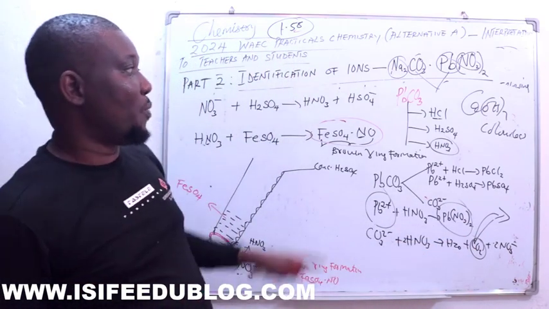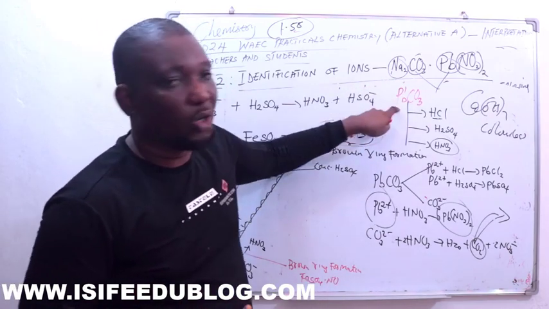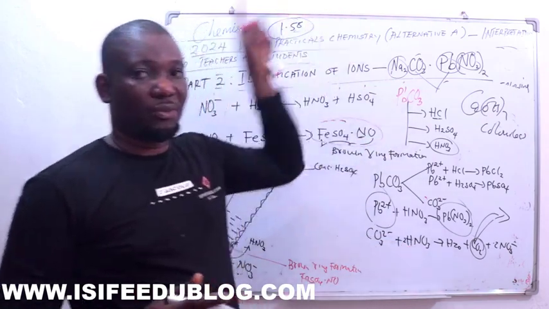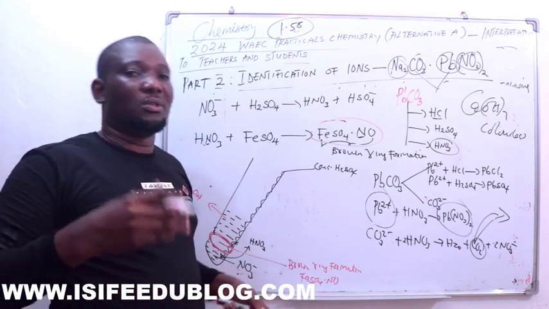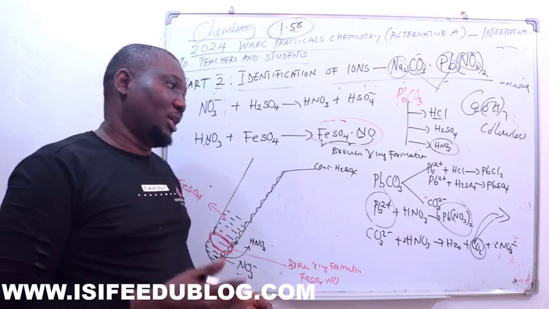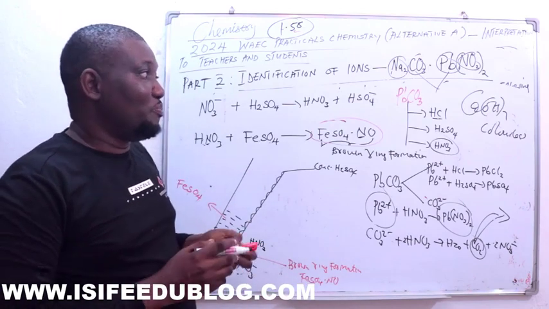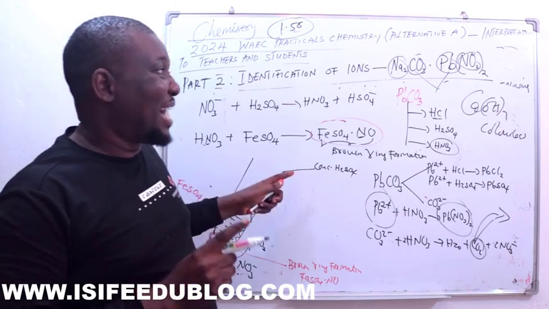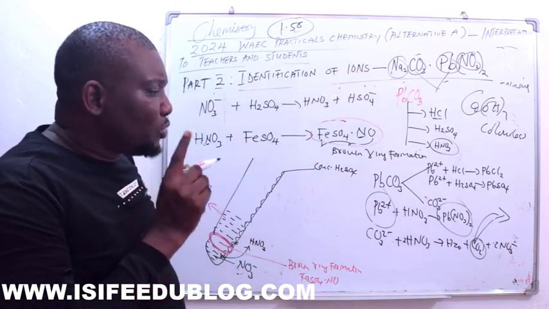Two things happen when HNO3 is added to this. One, it dissolves, and then there is evolution of carbon dioxide, a colorless odorless gas, which turns lime water milky. So this is what I think would be the first test that should be carried out on the residue.